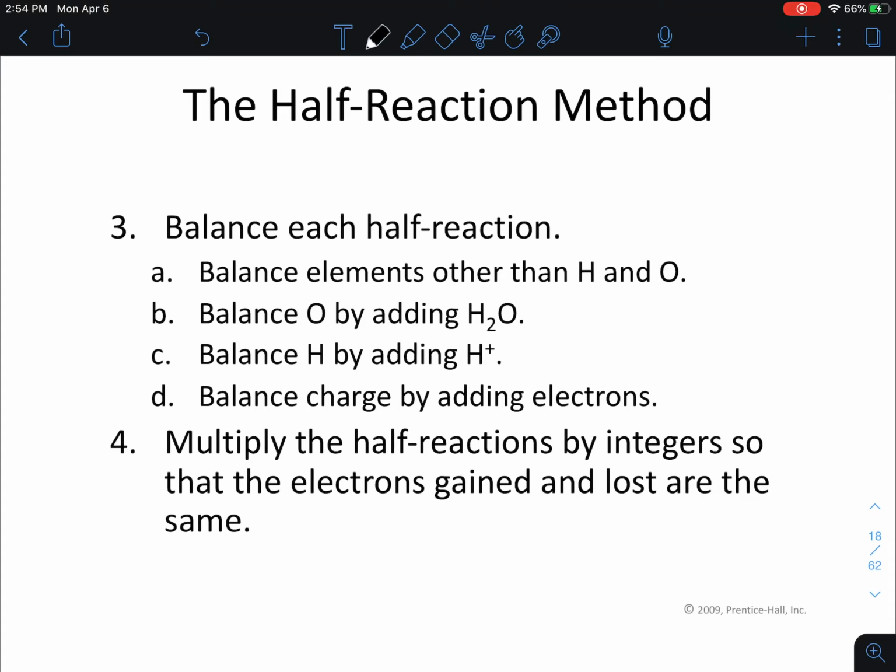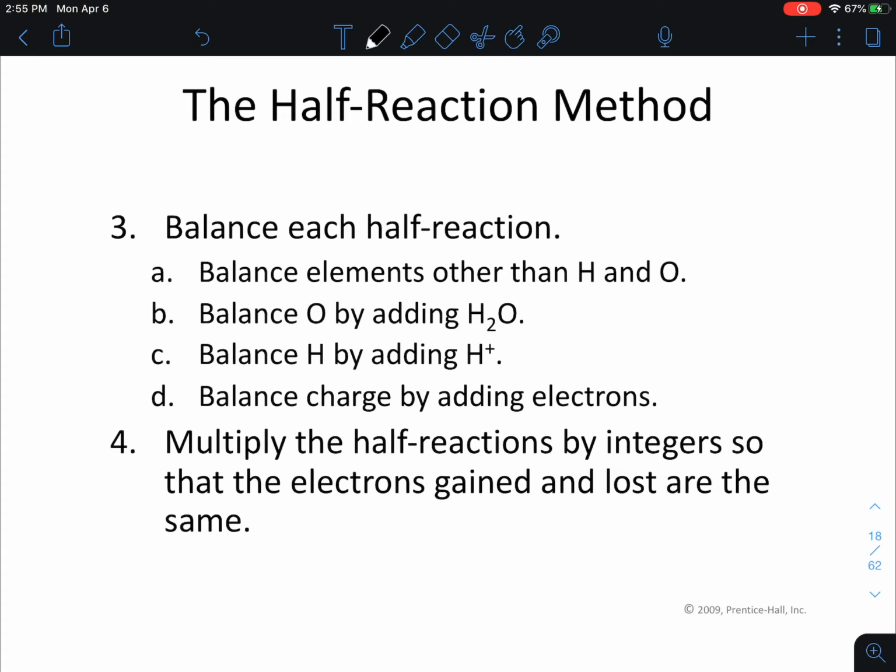Technically, this means that we're balancing under acidic conditions. That's what we'll start with, but later on we can talk about how we would balance things under basic conditions. So keep in mind all of this oxidation reduction chemistry is what happens within batteries. So it turns out something like a car battery runs under acidic conditions, but something like a household battery, like a AAA battery or a 9-volt battery, runs under basic conditions.